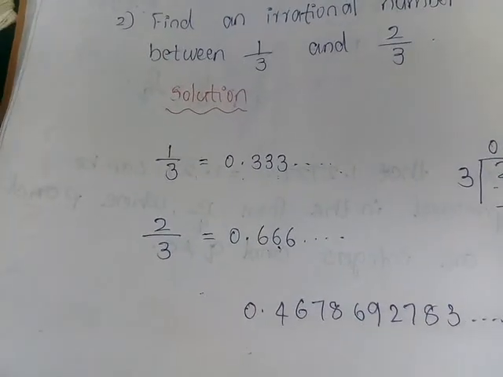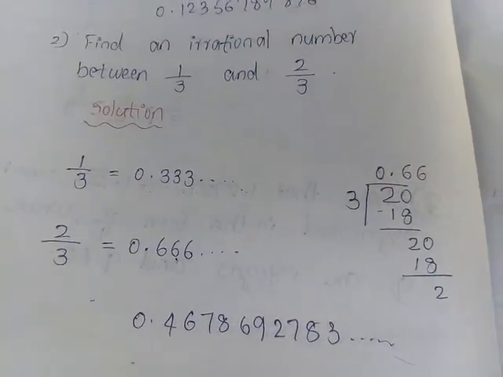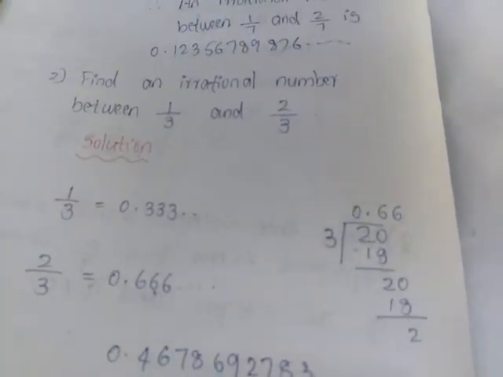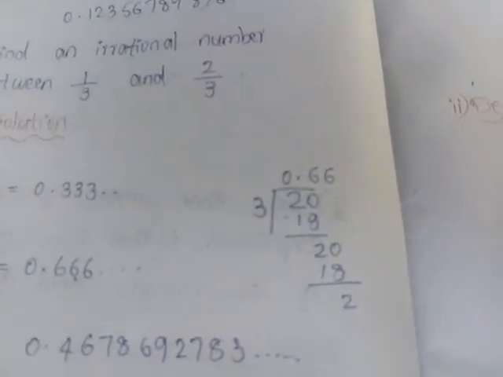So from today's discussion, we can conclude that by checking the decimal expansion of a number, we can analyze whether it is a rational or irrational number.